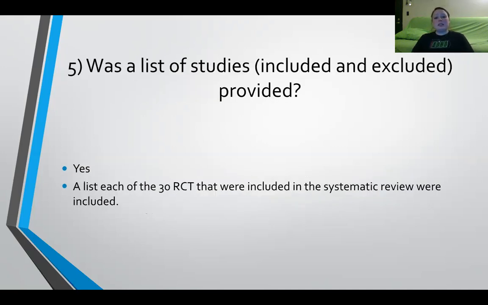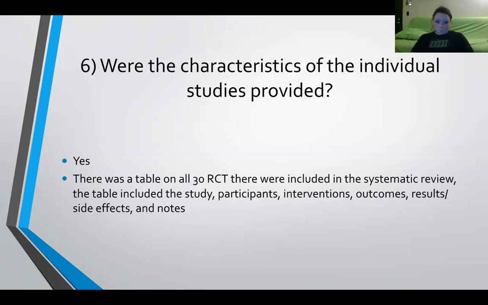Was the list of studies, inclusion and exclusion, provided? Only the inclusion was provided, but all 30 randomized control trials were included within the systematic review itself. Were the characteristics of the individual studies provided? Yes, there was a table with all 30 randomized control trials that were involved with the systematic review. This table included study, participants, interventions, outcomes, results, or side effects, and any notes. So it did have a good table on that.